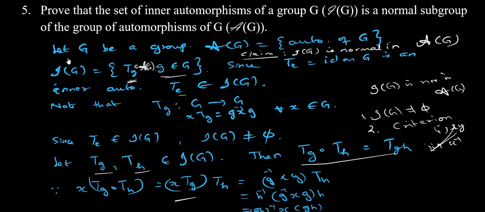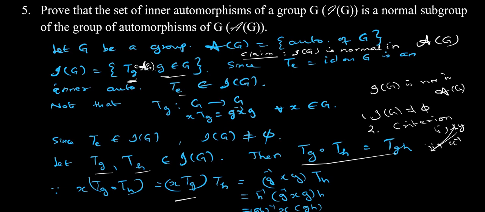So what is given to us, we shall write: let G be a group and script A of G be the collection of all automorphisms of G, and script I of G to be the set of all Tg in script A of G, where g ranges over capital G. Now we claim that script I of G is normal in script A of G. Since Te, which is the identity element on G, is an inner automorphism, we have that to be present in script I of G, and therefore script I of G is non-empty.